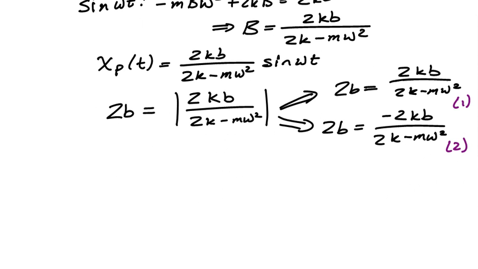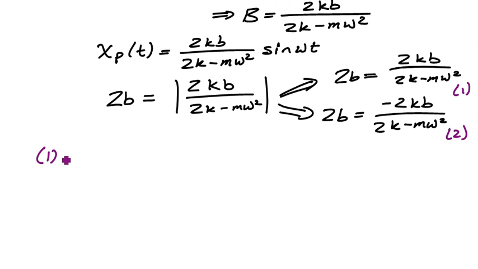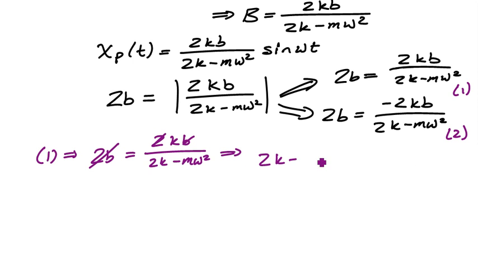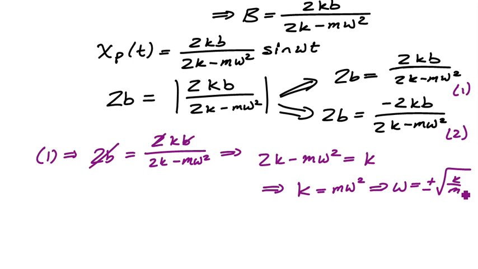If I go ahead and solve case 1 for the excitation frequency, I'll get that 2b is equal to 2kb divided by 2k minus m omega squared. I can cancel out the 2b that appears on both sides, and this gives me that 2k minus m omega squared has to equal little k. Solving this equation, k has to be m omega squared, which tells me that omega can be plus or minus the square root of k over m. We typically only take positive frequencies in this class, and so we'll simply say that omega is equal to the square root of k over m.